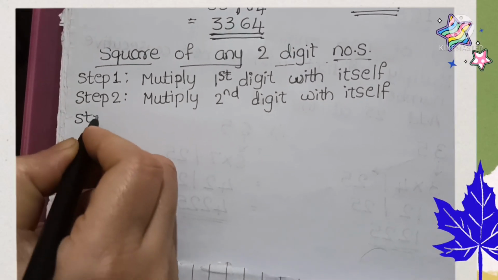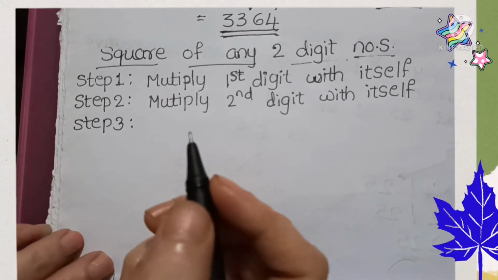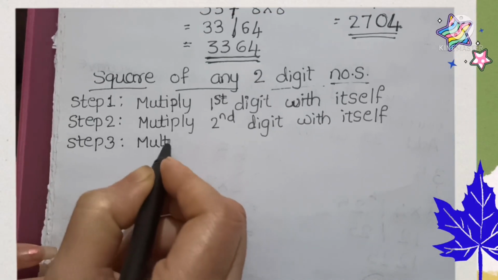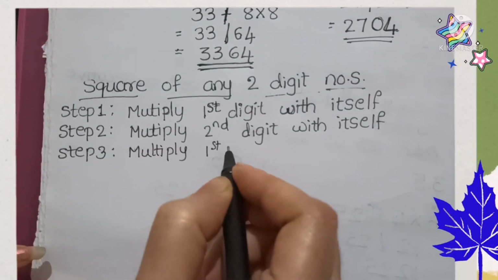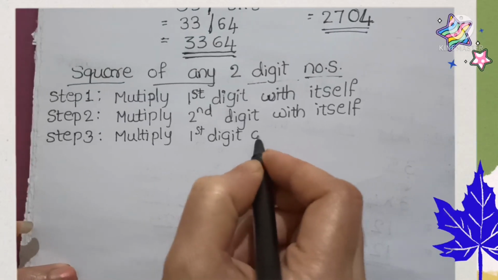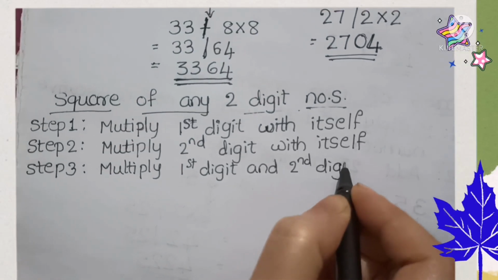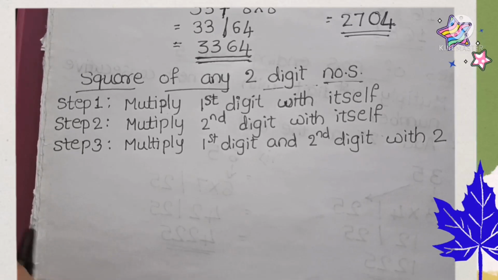So let's move on to our third step. In step 3, we have to add the step 1 answer and step 2 answer. But we can't add as we usually add two numbers. In this trick, we have to add the numbers by leaving the units digit.